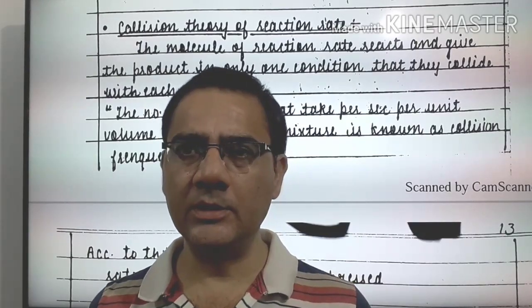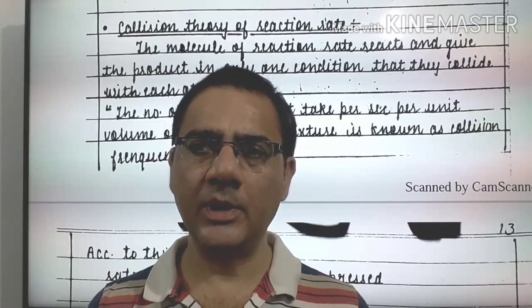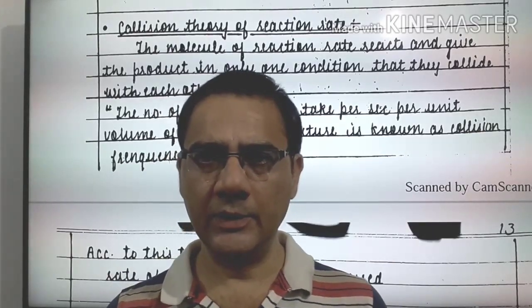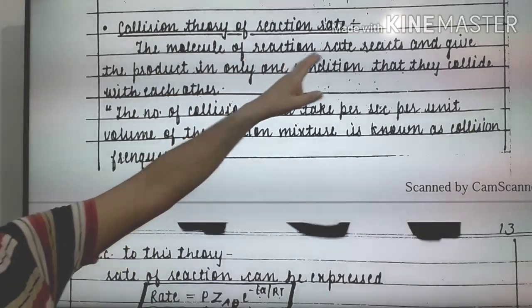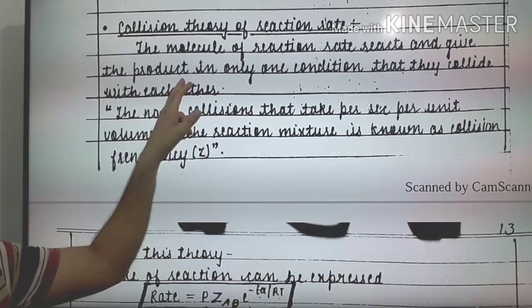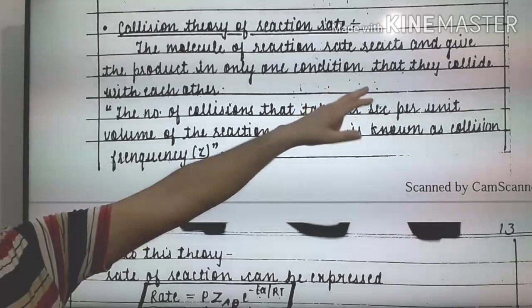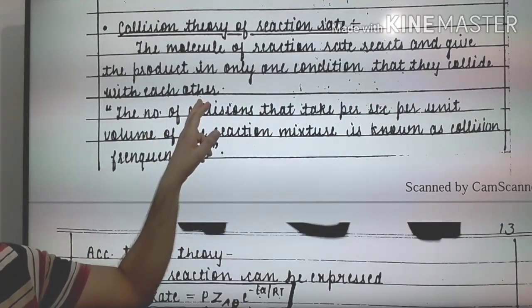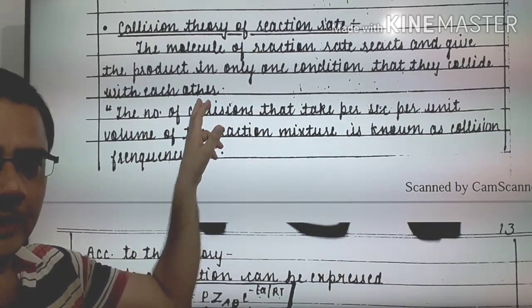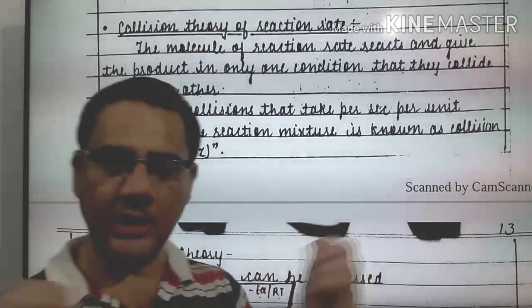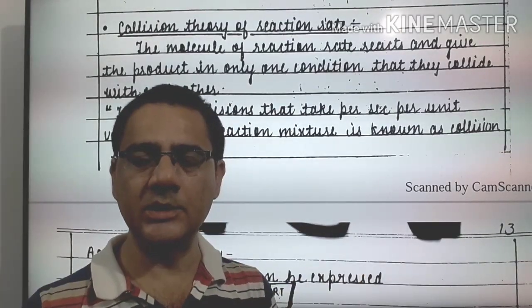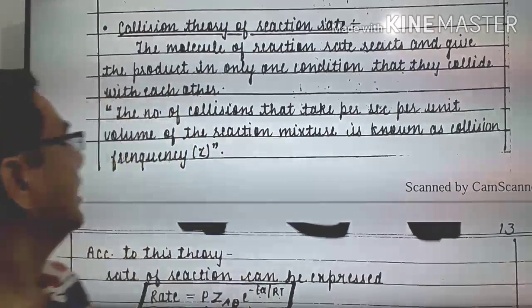They are responsible to carry out a reaction and to form the product. If we see the definition, the molecules of the reactants react and give the product in only one condition, that they collide with each other. So they react together and form the product in only one condition, that they collide. Collide means होता है टकराना, molecules का टकराना एक दूसरे से, that is called collision.